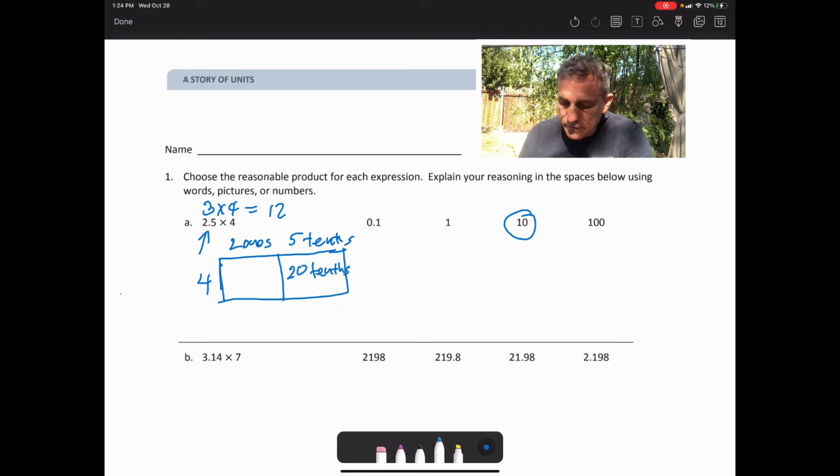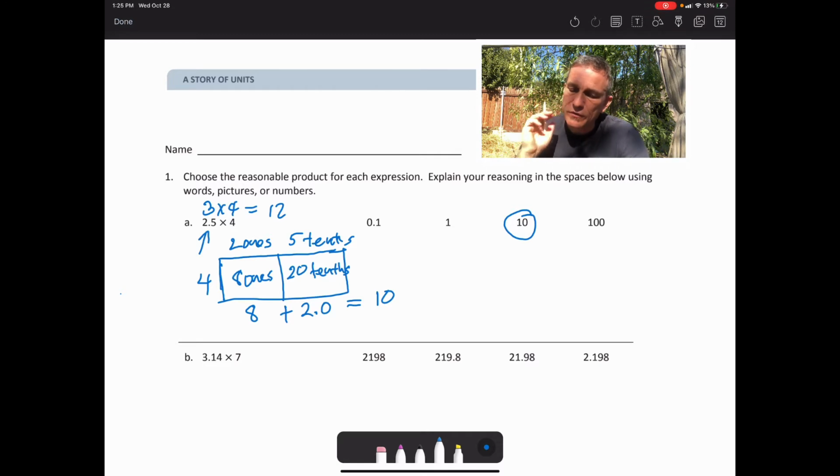And 20/10 would be a 20 with a 0 in the 10th place, which equals 2. And then I have 4 times 2 ones, which is 8 ones. And that would be 8 in standard form. So then I would just be adding 8 plus 2, which is 10. And that confirms what our reasonable answer was.